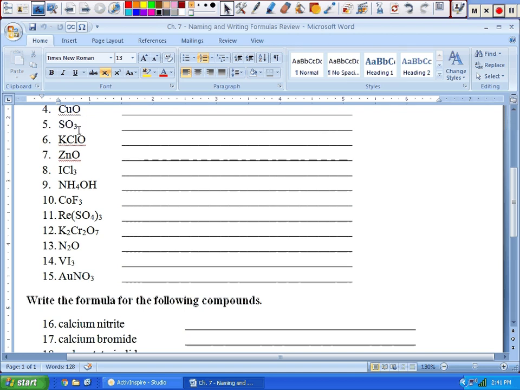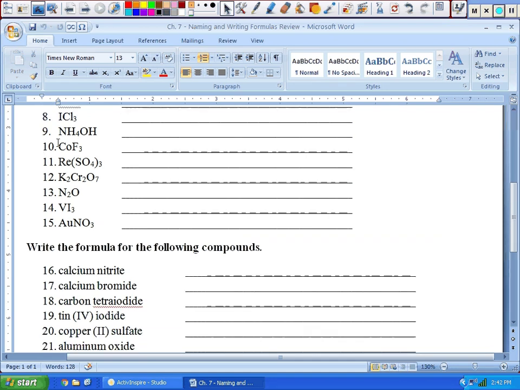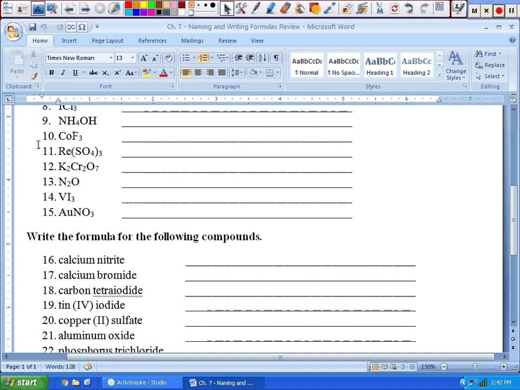Okay. All right. Number 6, potassium. And what is this polyatomic? Hypochlorite. Potassium hypochlorite. All right. Number 7, zinc oxide. Why is there no Roman numeral in that one? Zinc is an exception. Very good. Number 8 should be iodine trichloride. Iodine trichloride.